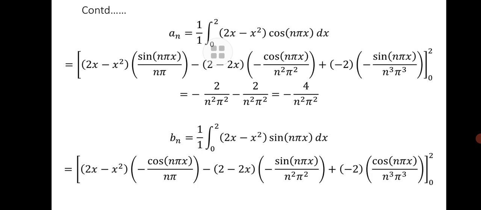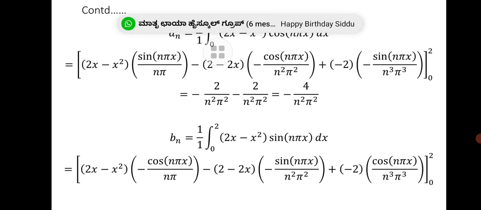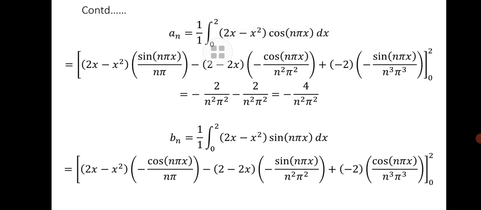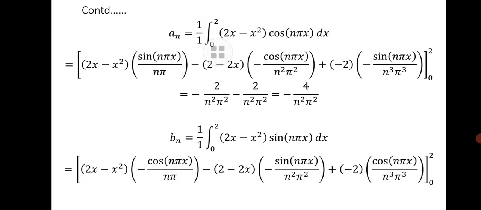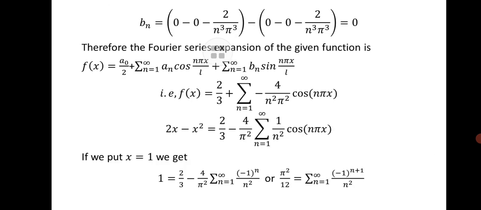1 by 1 integral from 0 to 2 of 2x minus x squared times cos n pi x dx. Applying the same Bernoulli equation, the an value after integration and substitution of the lower and upper limit, we will get minus 4 divided by n squared pi squared, and the bn value is 0, I think, because we know that the sine value of n pi x is odd or even. Bn is equal to 1 by n integral from 0 to 2, and it will tend to 0 after applying the lower limit and upper limit.